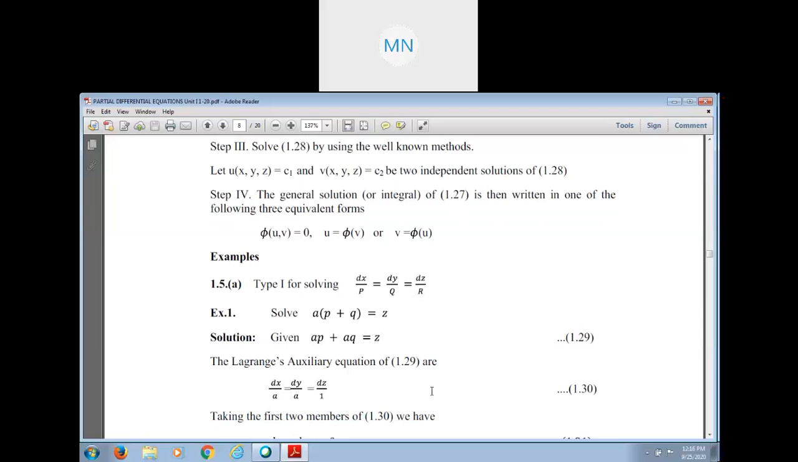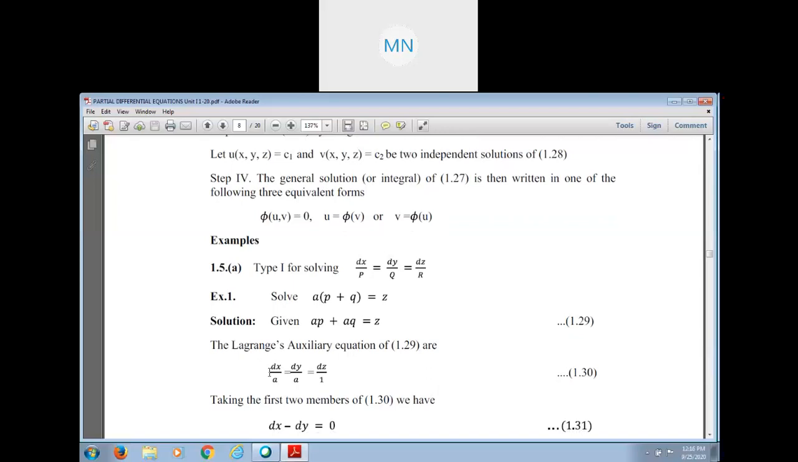After that, you have to take the first two members, that means dx by a equals dy by a. First take the first and second term. After that, take the first and third term, and lastly take the second and third term.